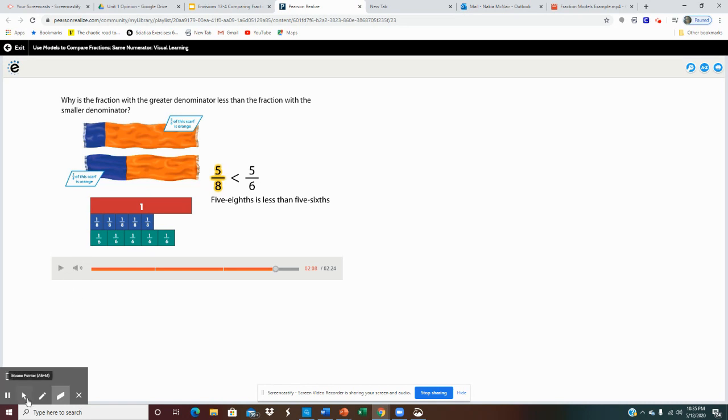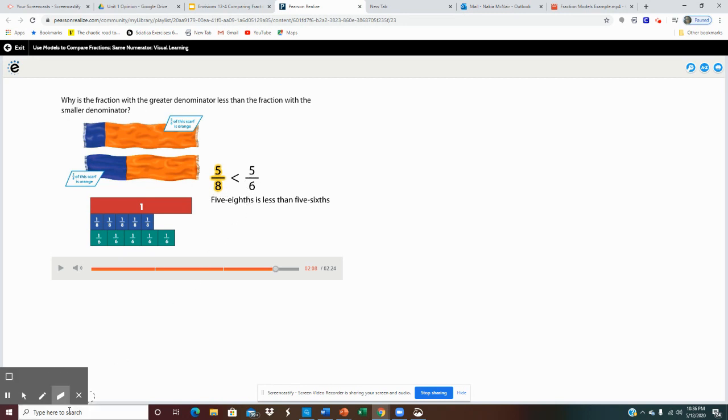Good question. So if we look at the denominators, we know that 8 is the denominator for 5/8 and 6 is the denominator for 5/6. Generally speaking, we know that 8 is a larger number than 6. But why would this fraction that has the greater denominator be less than the fraction with the smaller number? Remember, they both are showing 5 parts of the whole, but their denominators are different.